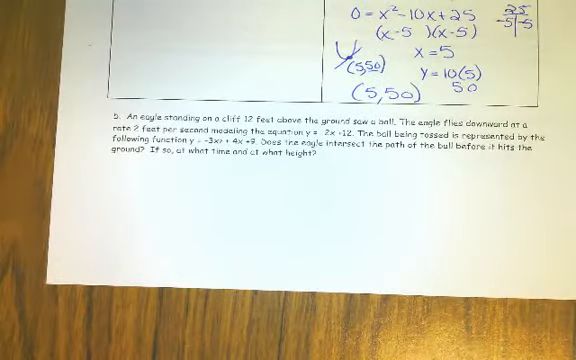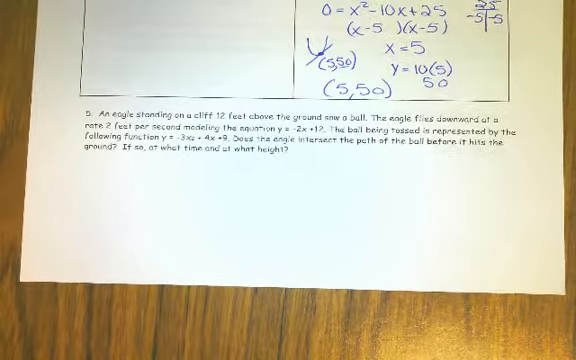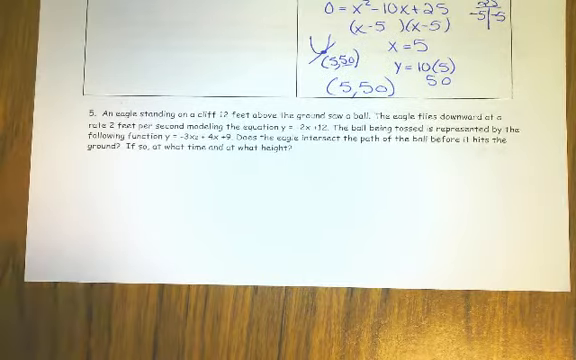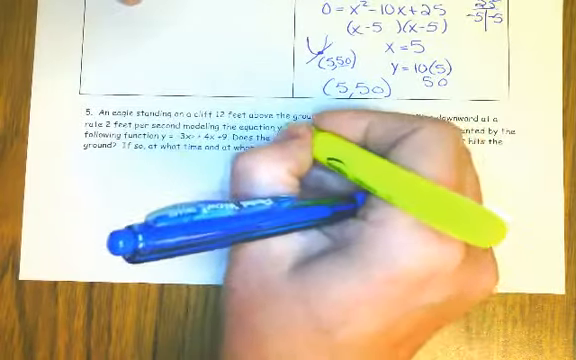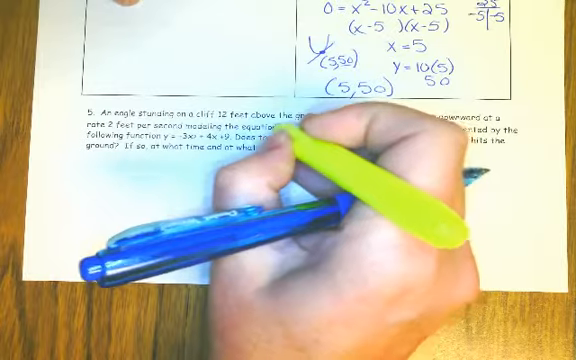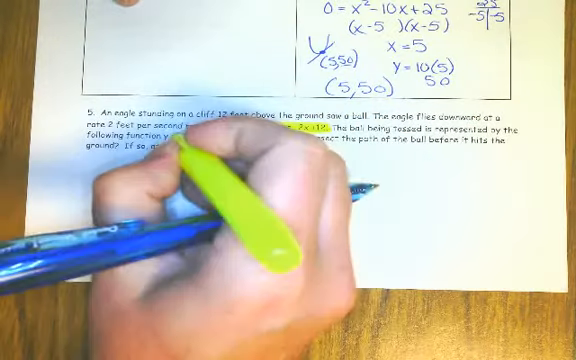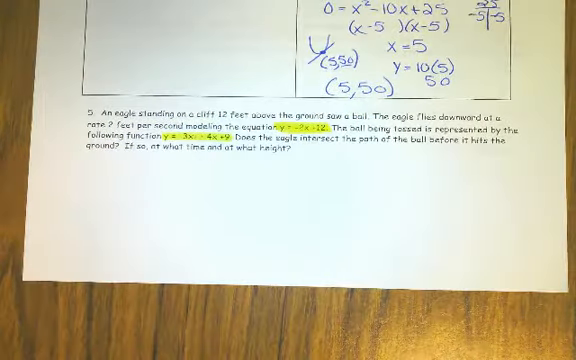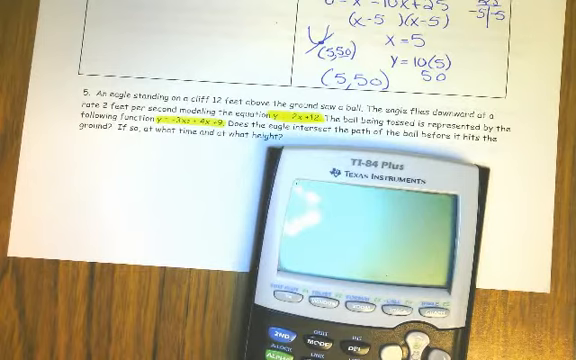All right, on the next one down here, this is just using your calculator. They're telling me an eagle standing on a cliff 12 feet above the ground saw a ball. The eagle flies downward at a rate of 2 feet per second, modeling this equation. So here's one of the equations they're giving me. And then the other equation they're giving me is y equals negative 3x squared plus 4x plus 9. And what they want to know is, does the eagle intersect the path of the ball?